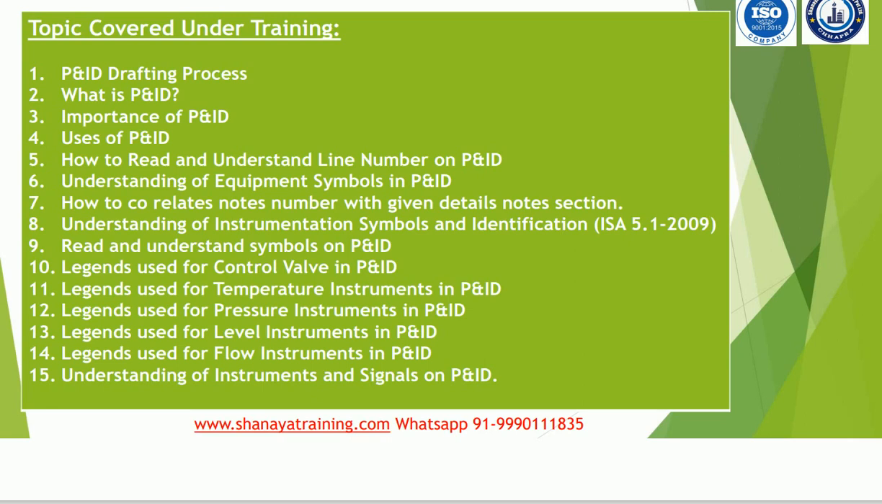Understanding of instrumentation symbols and identification as per ISA 5.1, which means what symbols and identifications we will use for the instrumentation on the P&ID, that will be as per ISA 5.1. We will let you know and understand. Then after that, symbols on the P&ID: on the P&ID symbols are given, so you will be able to read and understand the symbols on the P&ID.